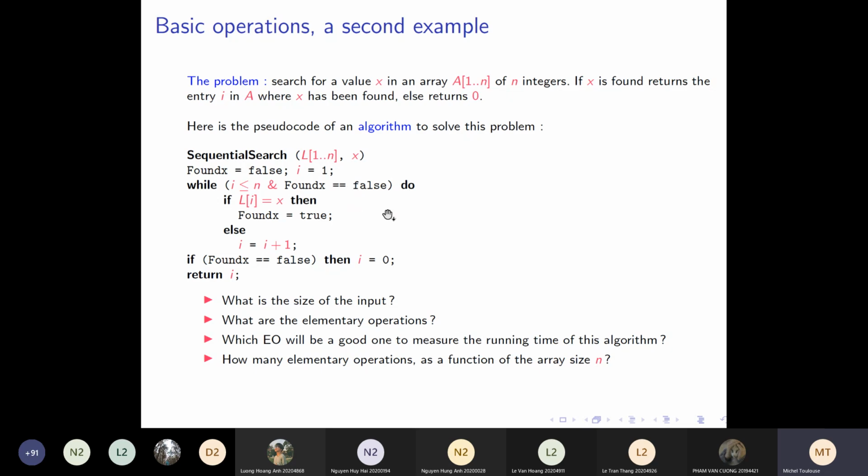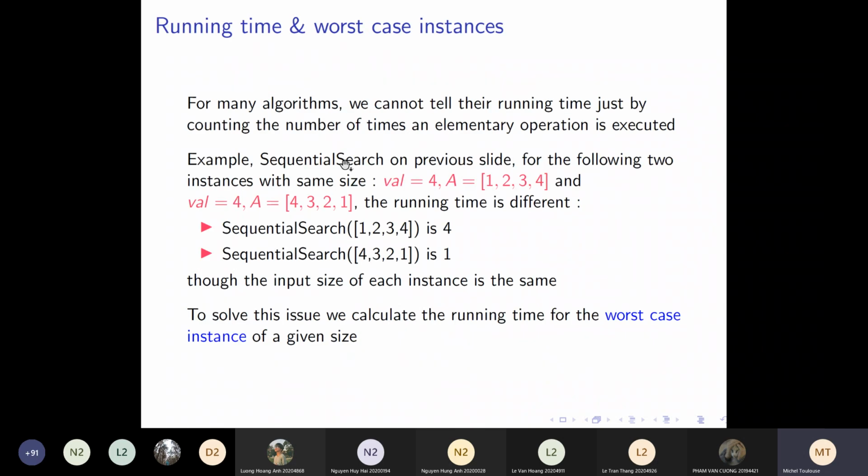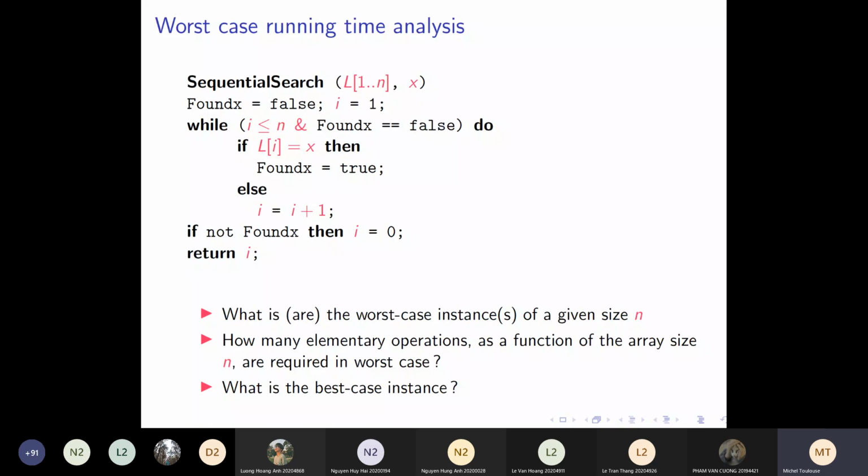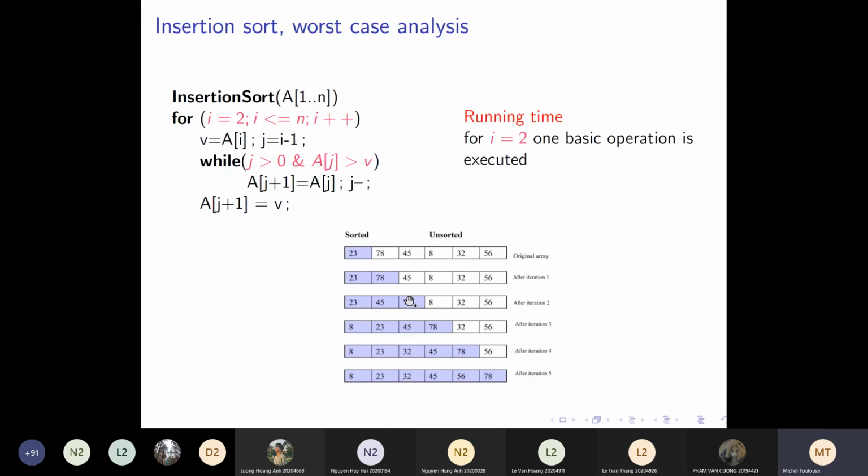The analysis of this algorithm in terms of best case will return a running time equal to 1, and the worst case analysis of this algorithm will return n plus 1 in terms of the number of times the basic operation will be executed. So I already answered this question.